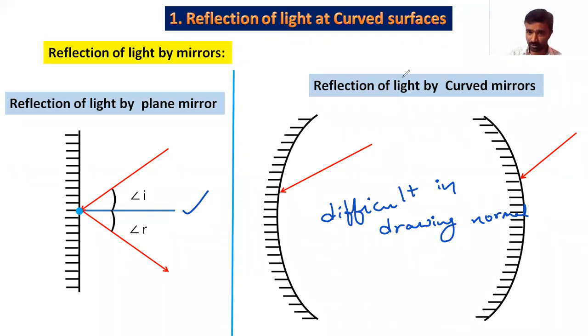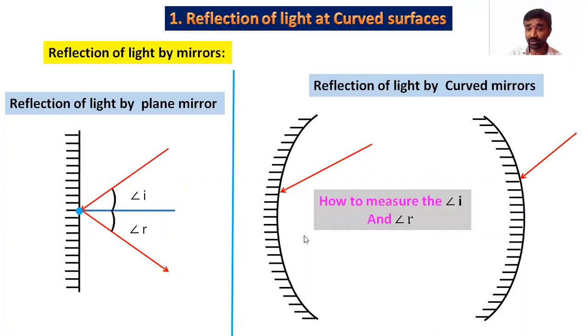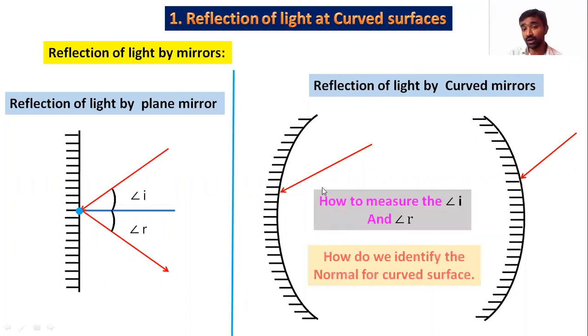For that purpose, we are depending on a mathematical procedure, right? So we will go for the mathematical procedure. Then only are you able to measure the angle of incidence and angle of reflection depending on the normal. Because angle of incidence is the angle made by the incident light ray with the normal, and angle of reflection is the angle made by the reflected light ray with the normal. So how do we identify the normal for a curved surface? This is the topic for us. Let us see, right?